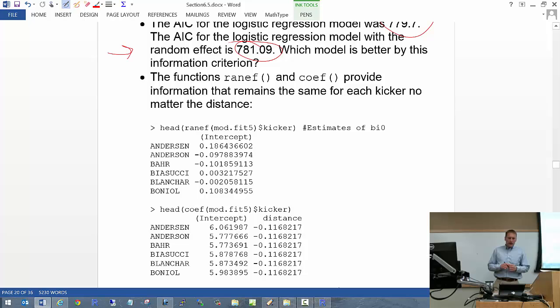Let's now talk about how we could predict random effect terms for an individual kicker. In other words, I want to predict what a person's B is. I want to know what Elliot's B is. How can we do that? And so that's going to take us back to page 12.